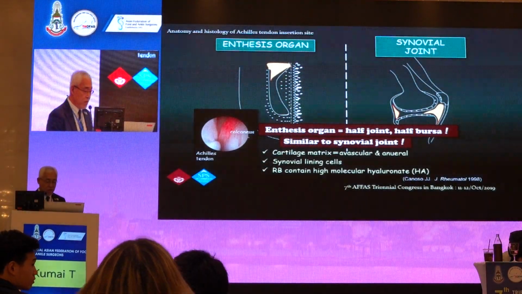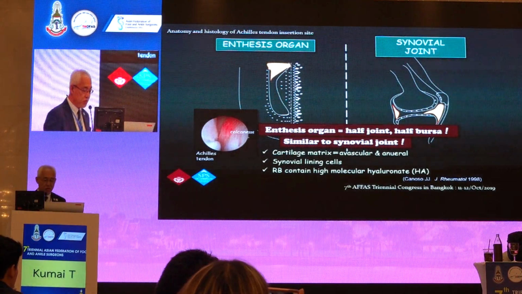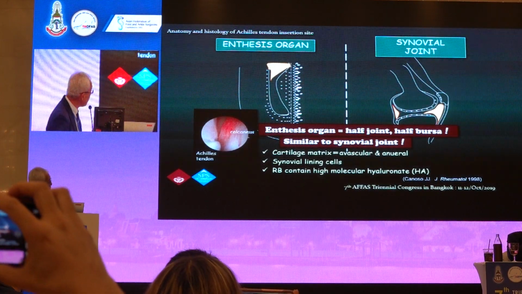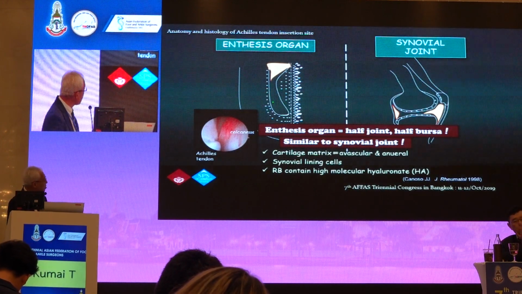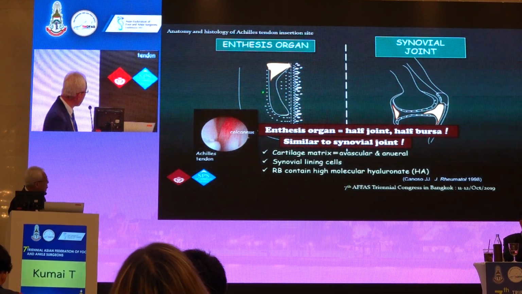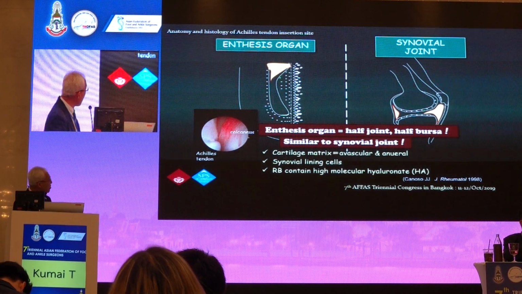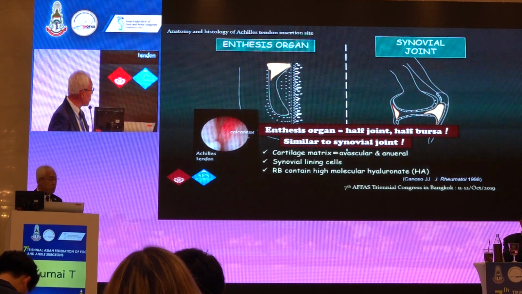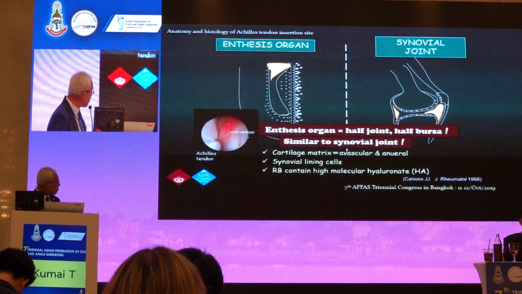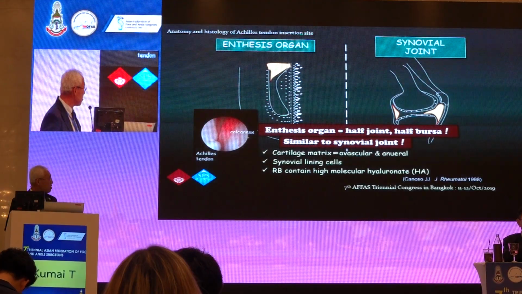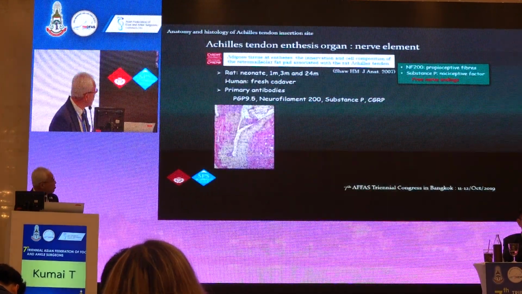The enthesis organ is a kind of half joint and half bursa, quite similar to a synovial joint, because you see this free space bursa is surrounded by cartilage matrix, fat pad and synovial lining. They're quite similar to the synovial joint. And a previous paper says the retrocalcaneal bursa contains high molecular weight hyaluronic acid. That is quite similar to the synovial joint.